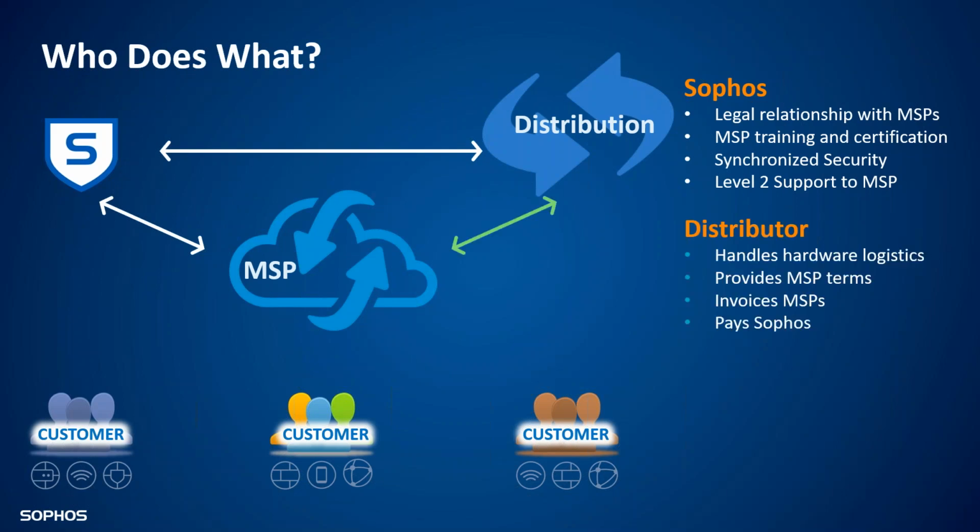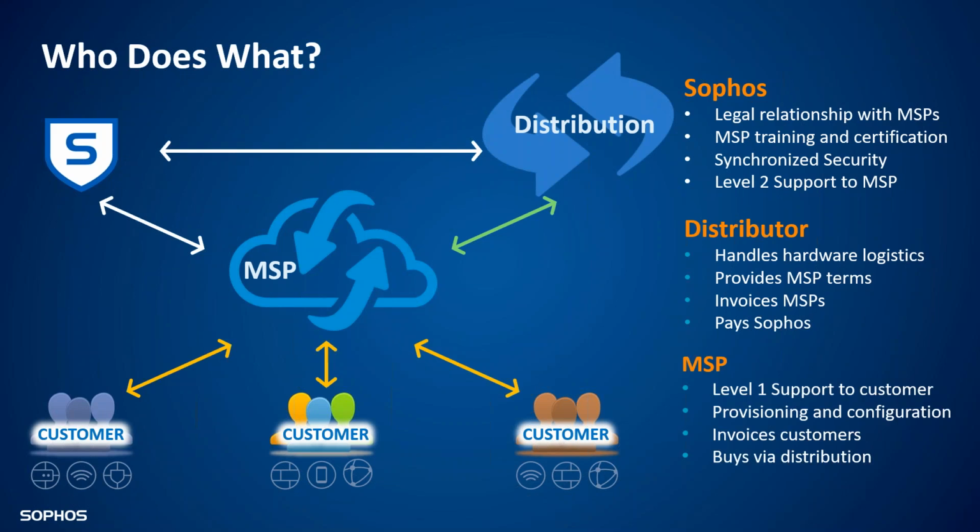Okay. The distributor, as I mentioned, is going to handle any kind of hardware logistics. So if you've got to buy a firewall or wireless access point, you've got to reach out to your distributor, give them the SKU, and get on that. They're going to give you any terms that you want, as well as they're going to invoice you monthly, and they're going to pay us.